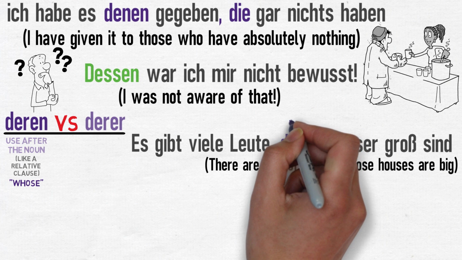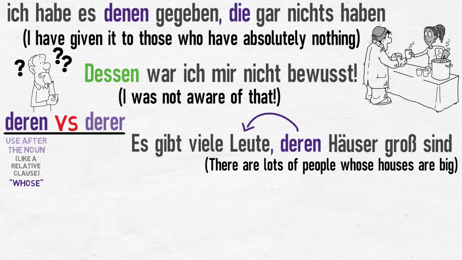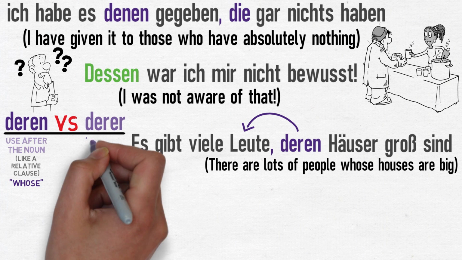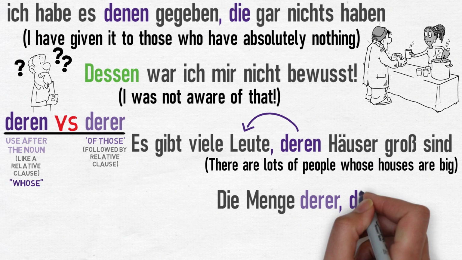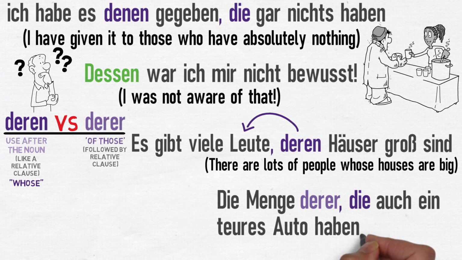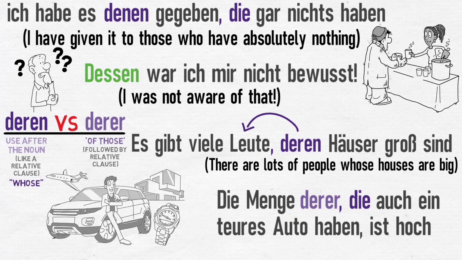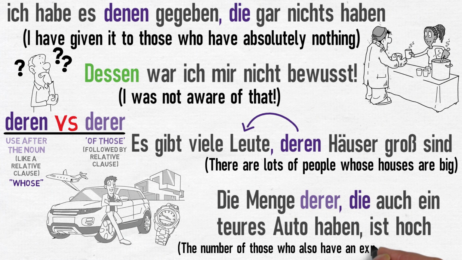The deren refers to lots of people, which was mentioned before. Use derer if you want to translate of those, followed by a relative clause with more information. For example, die Menge derer, die auch ein teures Auto haben, ist hoch. The number of those who also have an expensive car is high.